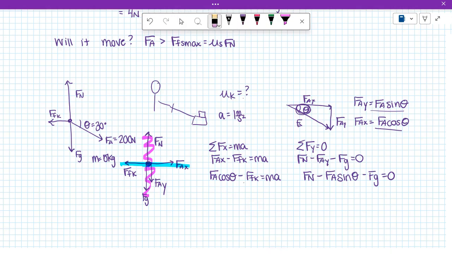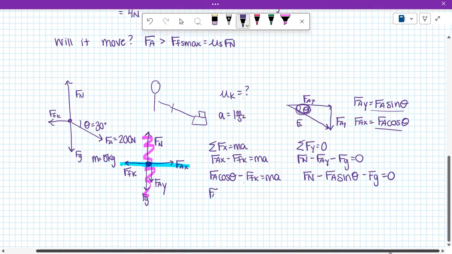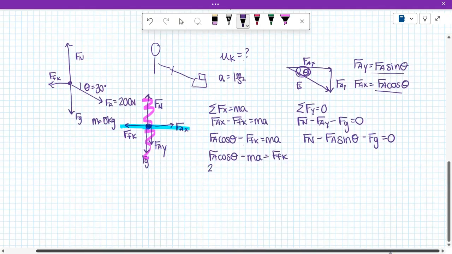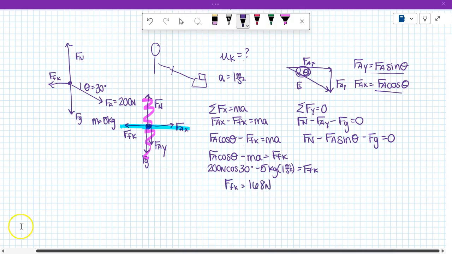Let me rearrange for friction first. So Fa cosine theta minus ma is the force of kinetic friction. So 200 newtons cosine 30 minus 5 kilograms times 1 meter per second squared. So we got a force of friction that is 168 newtons. I have the force of friction, but I still need the coefficient of friction.